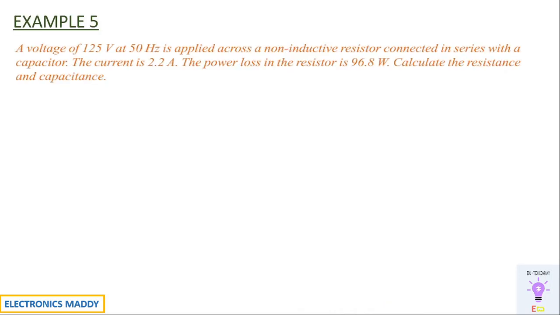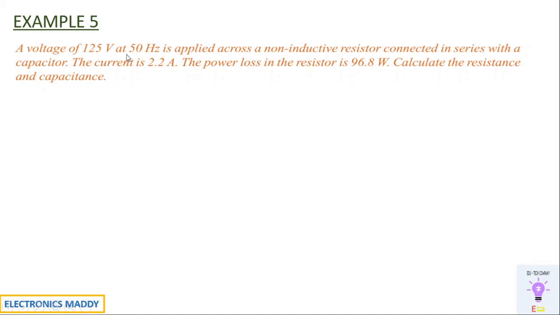So example 5. A voltage of 125 volt at 50 hertz is applied across a non-inductive resistor. So they're just trying to twist a little bit. Non-inductive resistor, what does that mean? It is not inductive in nature. That means it's only a resistor. It's connected in series with a capacitor. So it's a series RC circuit.